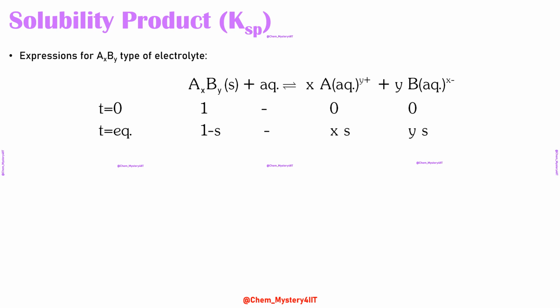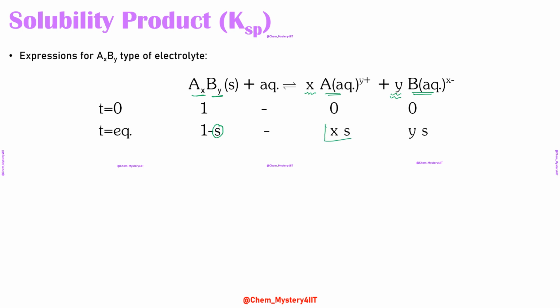Now going to the next one, which we can generalize for an AxBy type of electrolyte. The situation is going to change a little bit. The important thing to note is what happens when 1 minus S is dissociating, because this was AxBy. So A which is formed will be formed x times, and B which is formed will be formed y times, because 1 mole of the compound contains Ax and By, and that is how the dissolution of this AxBy is going to be.